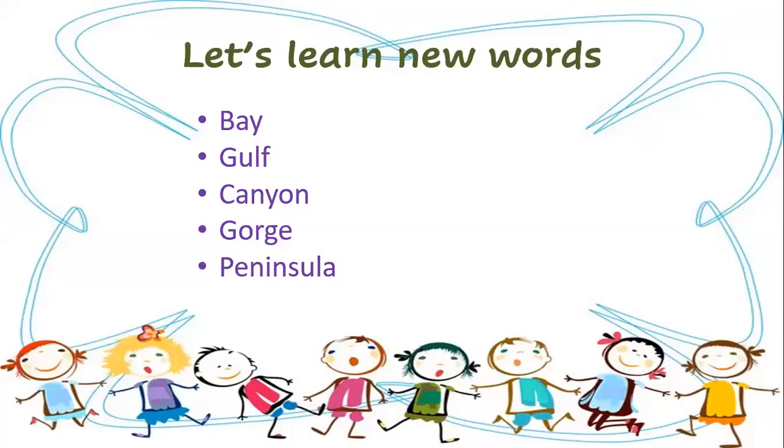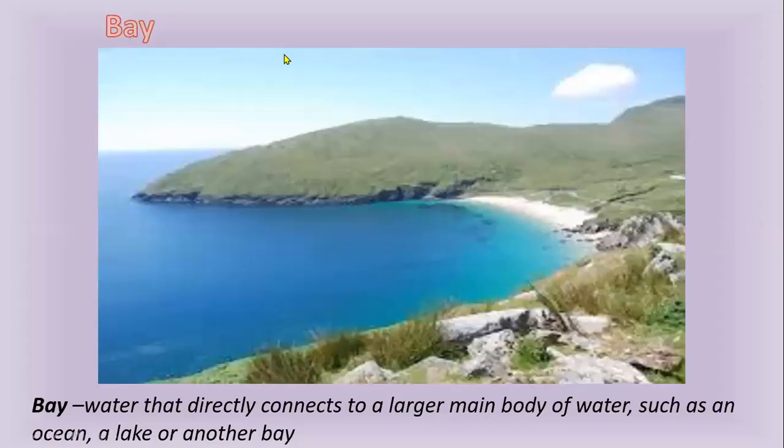Now, let's learn new words. There are 5 new words we are going to learn today. They are related to geographical names. These are the new words: bay, gulf, canyon, gorge, and peninsula. I'll be showing you the pictures of these words and explain their meaning. So let's start. Look at the word bay.